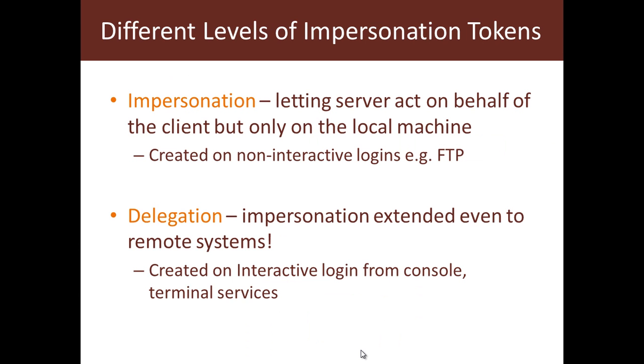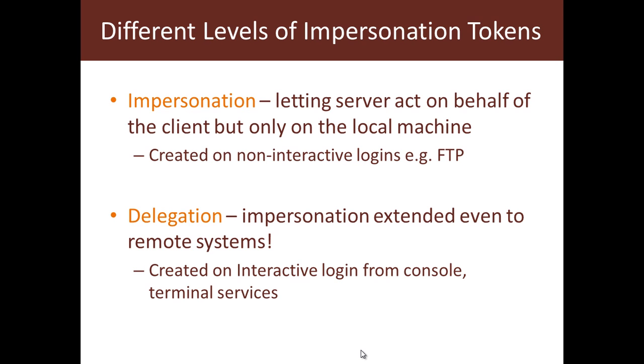Very simple concept. So what are the different levels of impersonation token? The basic one, which is just impersonation, allows the server to act on behalf of the client, which is the user, but only on the local machine on which the server is running. Typically FTP and SSH would be examples. Impersonation tokens are actually created through non-interactive logins.